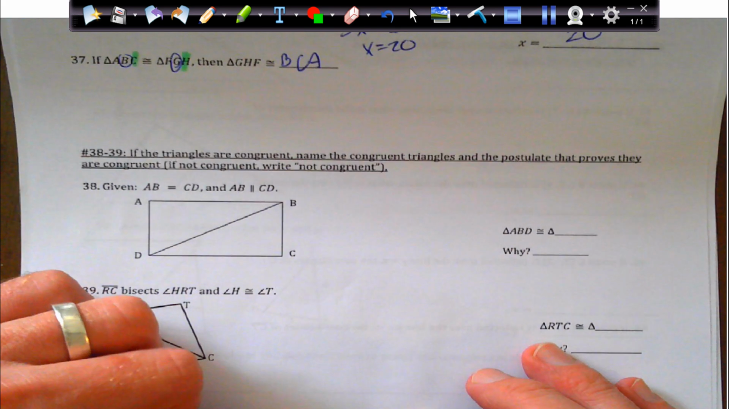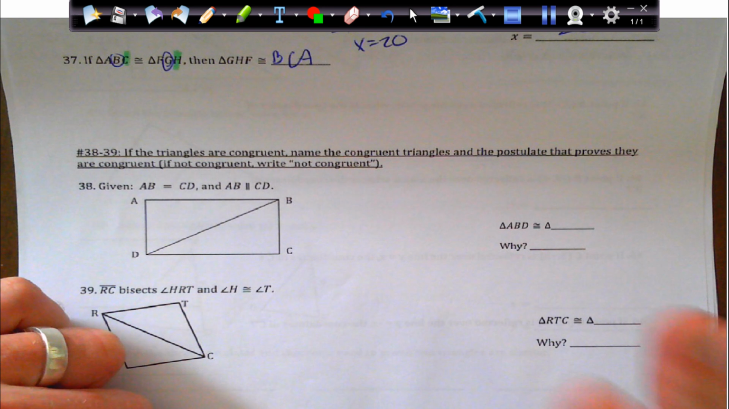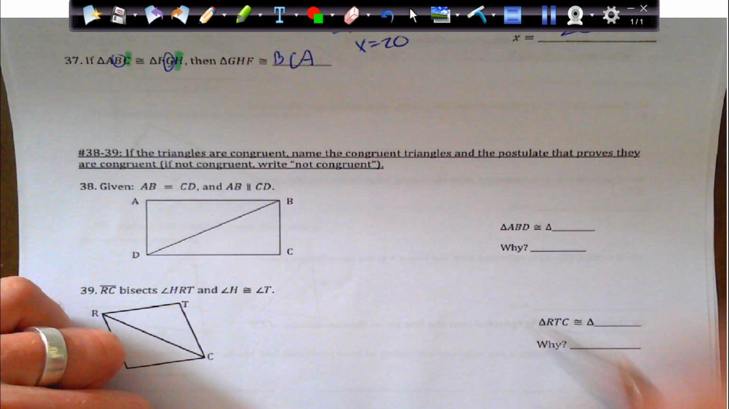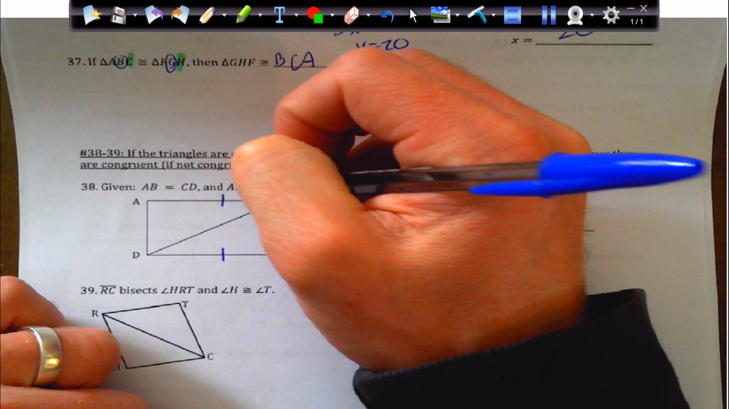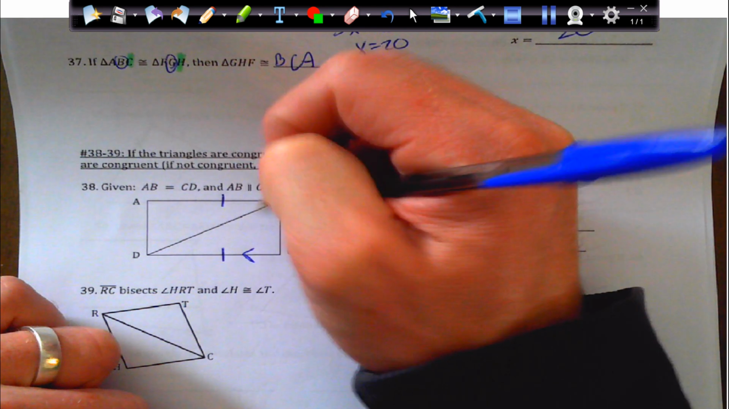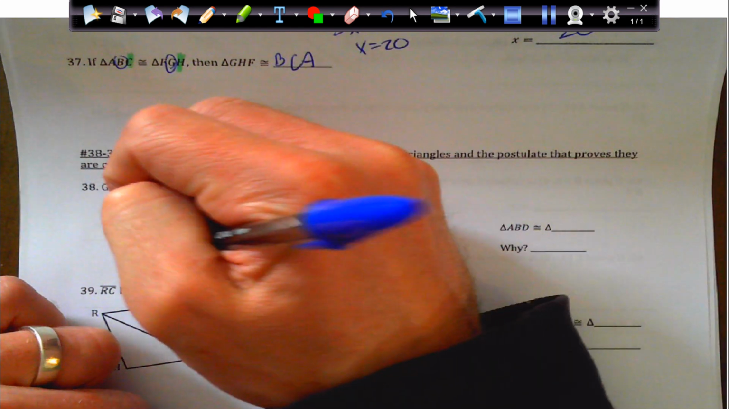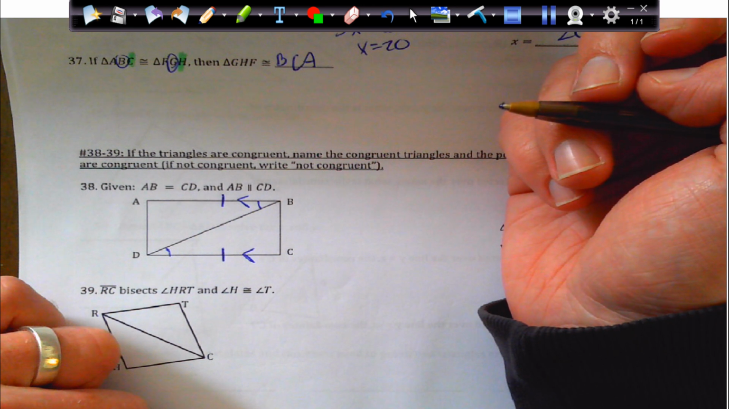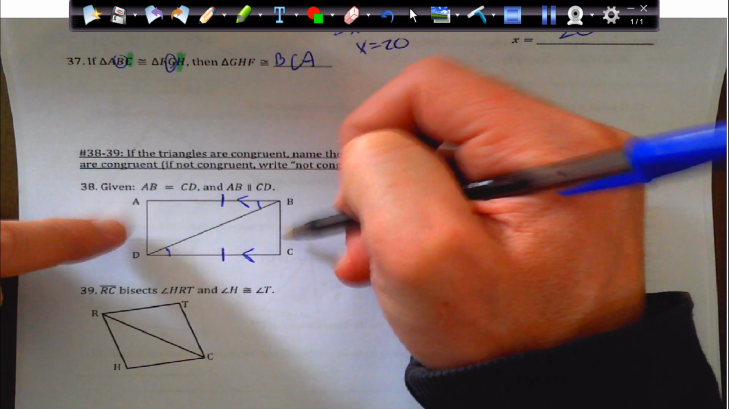Are these triangles congruent? I feel like kids struggle with these. First of all, let's mark what they gave me. AB is congruent to CD. Now it says AB is parallel. That does not mean congruency, but it does mean I have some congruent angles somewhere. I see alternate interior angles right there. I can't use alternate interior angles on the other side because it didn't tell me if AD and BC are parallel.